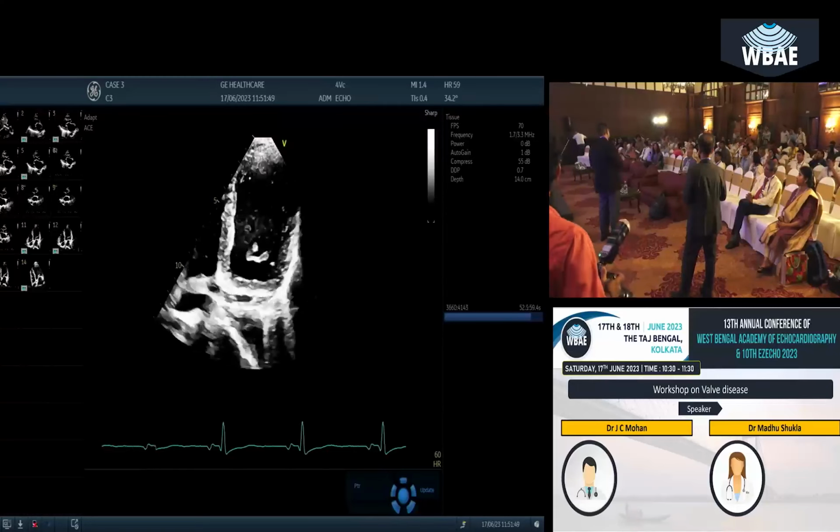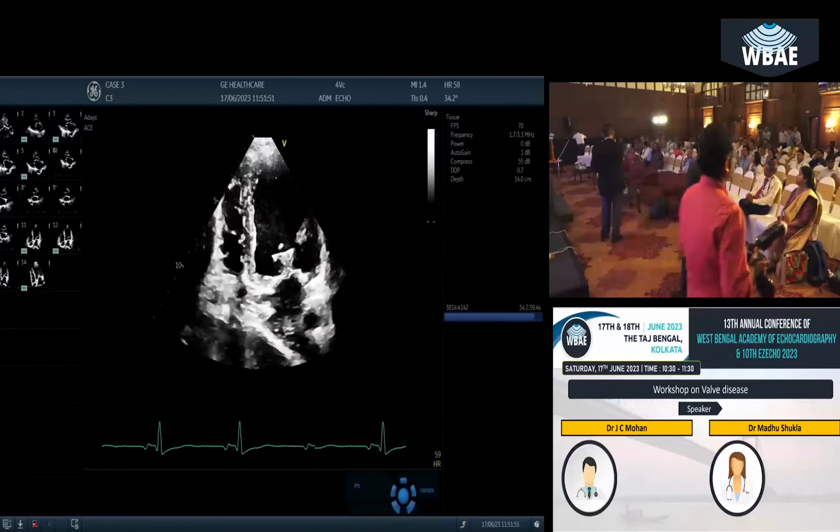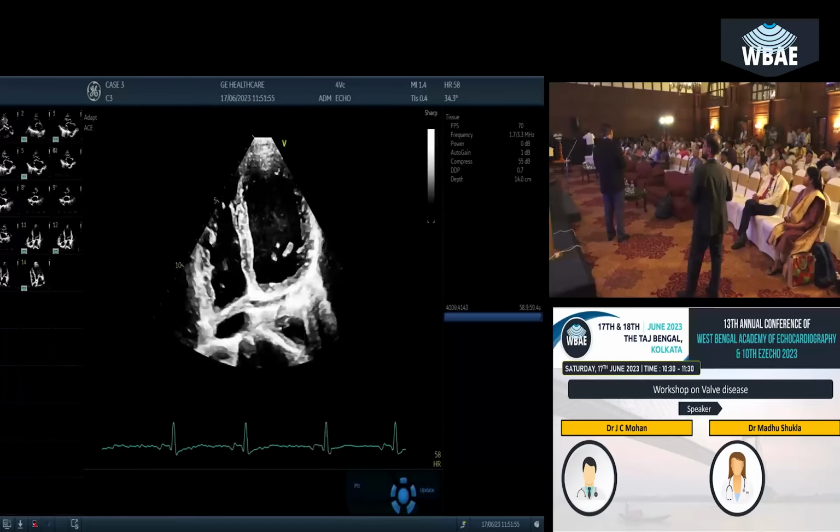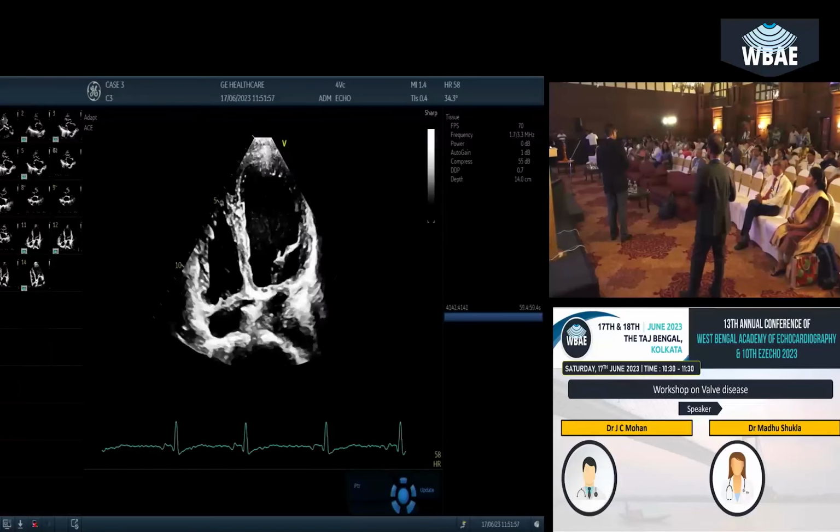You are getting the maximum diameter here, and the minimum, smaller diameter there. But you can do a 3D or you can do a biplane view.